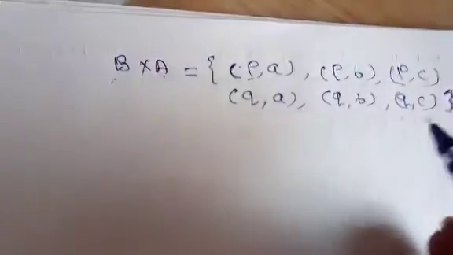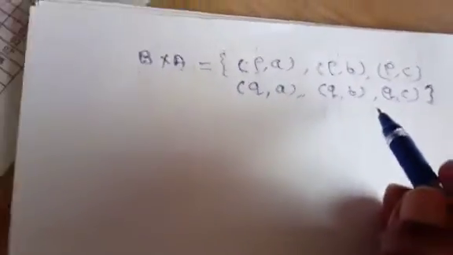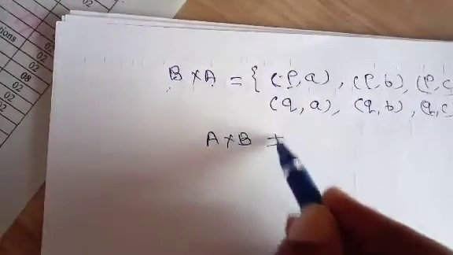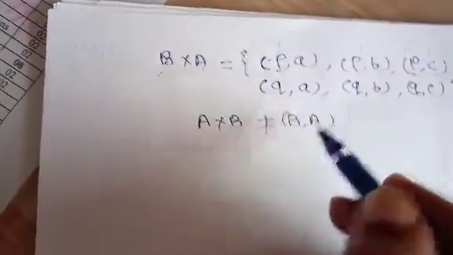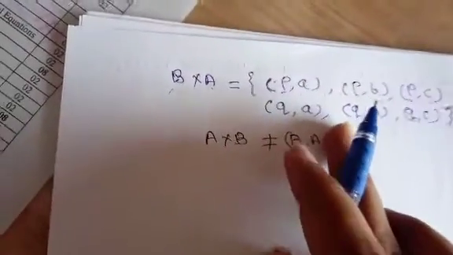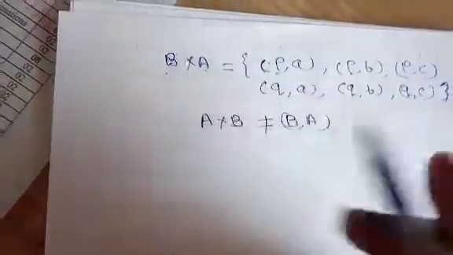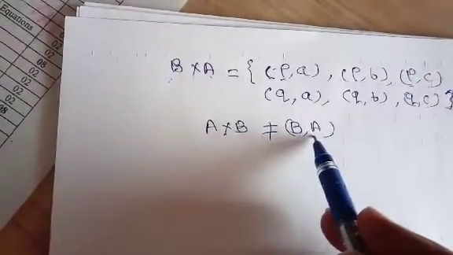There are also 6 elements. Now the set A cross B is not equal to B cross A, because all these elements are ordered pairs. If we change the order, then the element is changed. Okay, A cross B is not equal to B cross A.